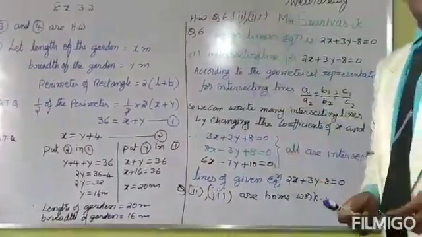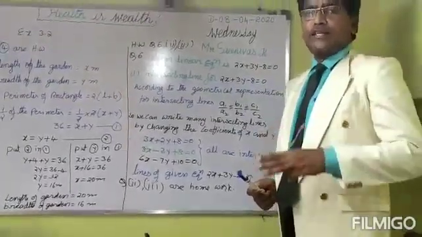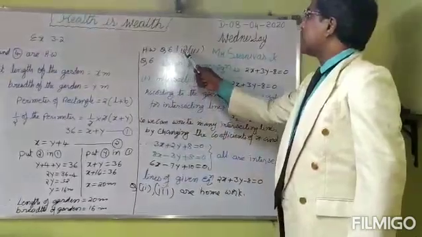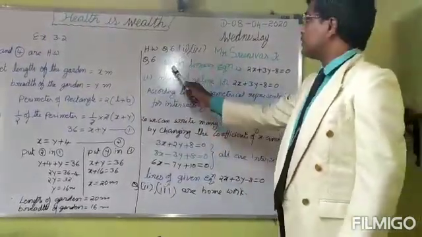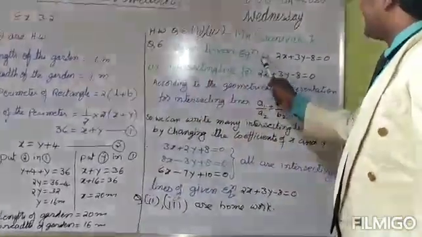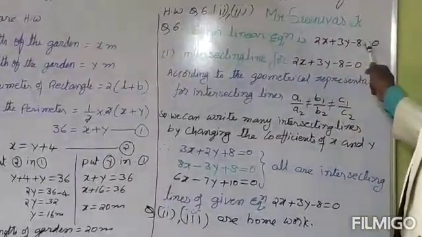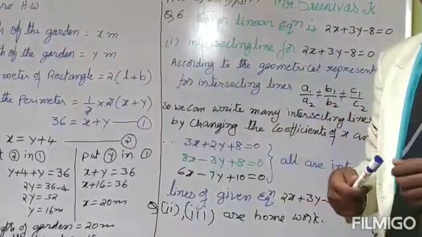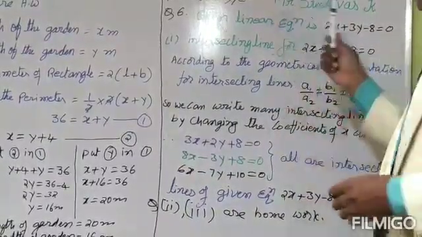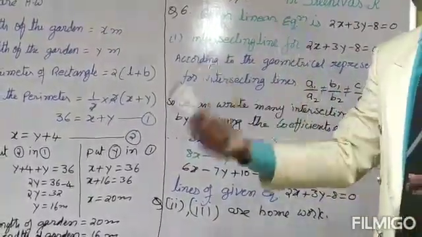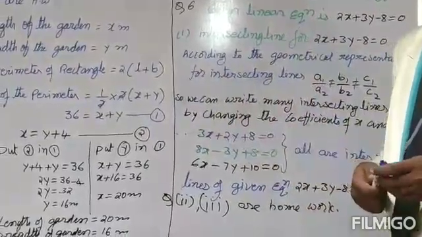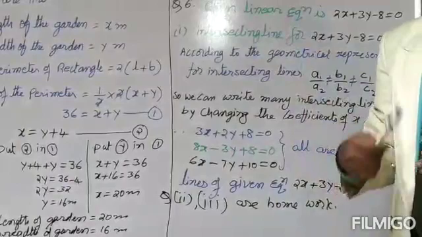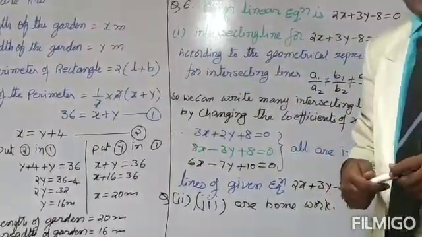In this question, 3 questions are there. So all are the same model only. So here I am going to explain the first question, and the second and third are homework for you. In the question the given linear equation is 2x plus 3y minus 8 equals 0. This is the given equation. We are going to write the intersecting line of this equation, parallel line of this equation, coincident line of this equation. To find the respective lines of this, we are going to use the geometrical representation here.